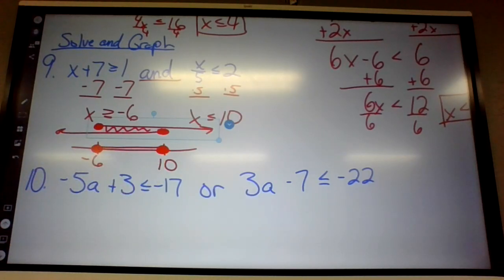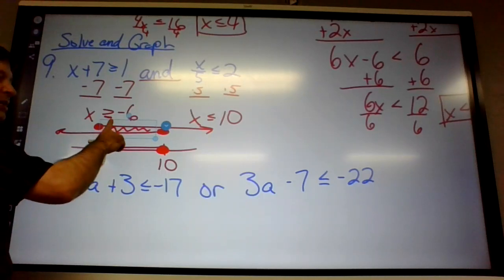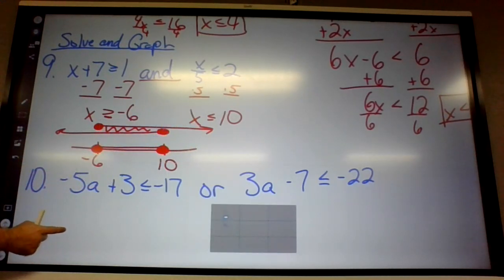If it was an or, what would the answer have been? All of them. All real numbers, because it can be in this one or this one. If it's an or, it can be in either of them, and either of them together cover everything. So that would have been all real numbers.